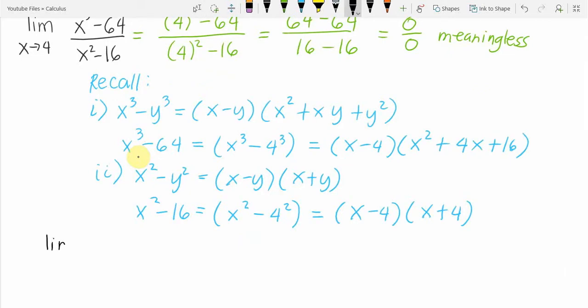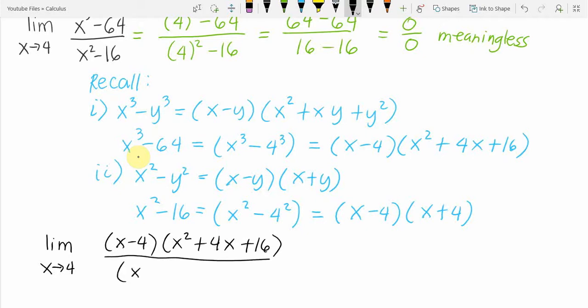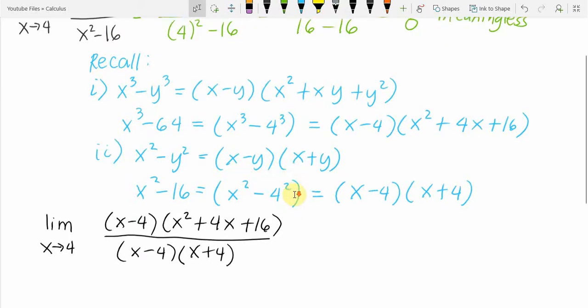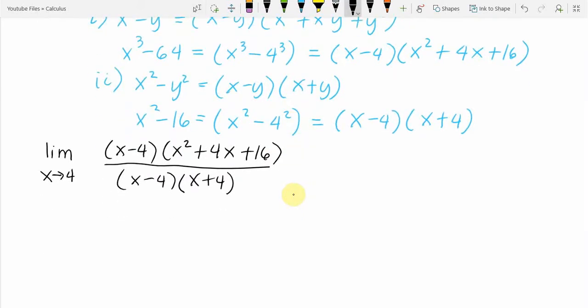So our limit becomes, instead of writing x cubed minus 64, we are now going to write x minus 4 multiplied by x squared plus 4x plus 16, and then we divide this by x minus 4 multiplied by x plus 4 in substitute for x squared minus 16. And what we need to do, of course, here is to look for common factors that we can cancel out.